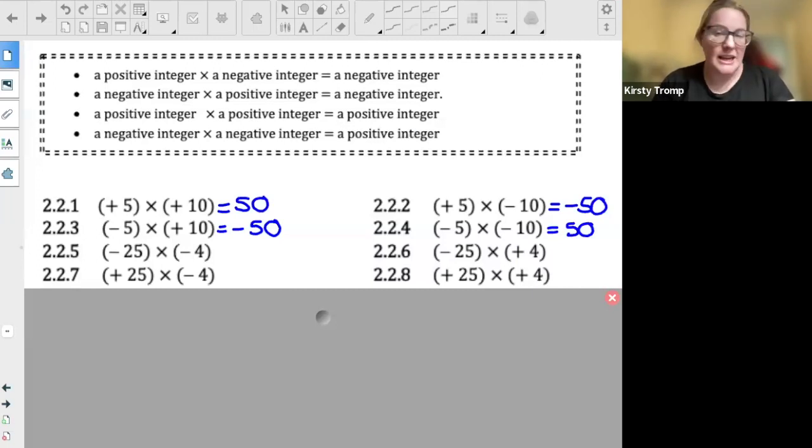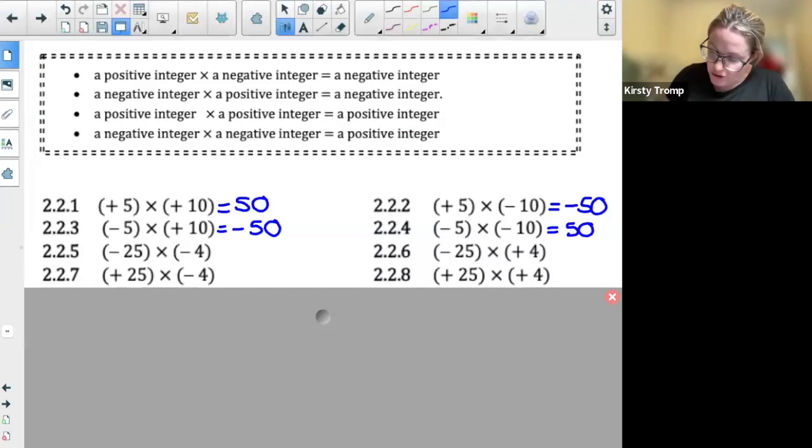All right, I'm seeing loads of people finished. So let's go. Let's go with Tandile. Hi, Tandile. Hi, ma'am. Right, talk to me. 2.2.5. What did you do? Ma'am, I said a negative times a negative is a positive. So on my calculator, I said 25 times 4, which gave me positive 100. Well done. Nice. Okay, so you did the signs first and then the numbers. Well done, Tandile.